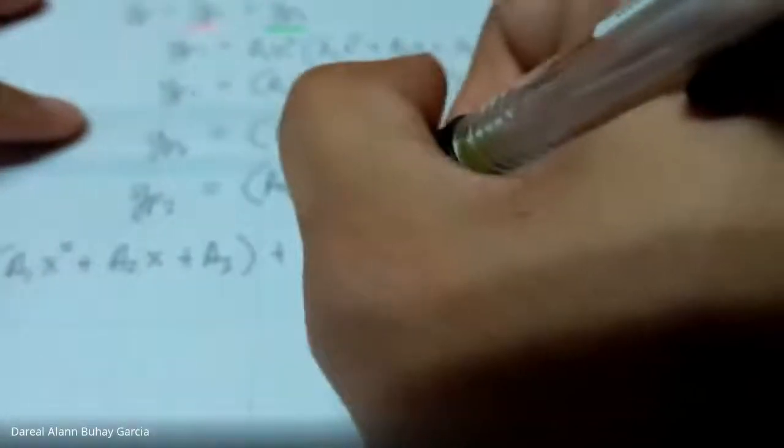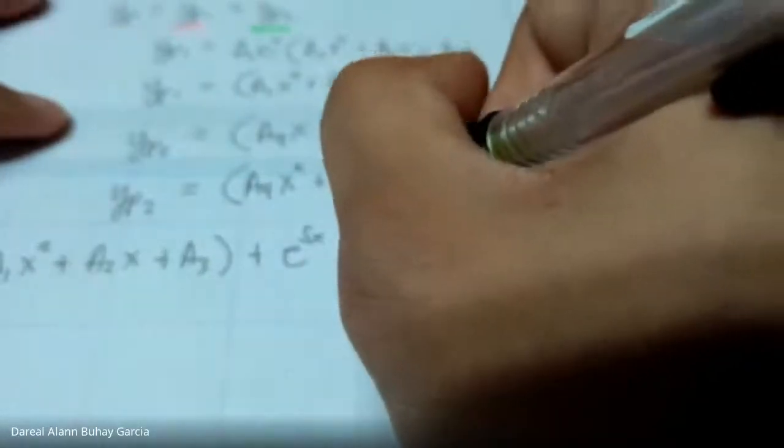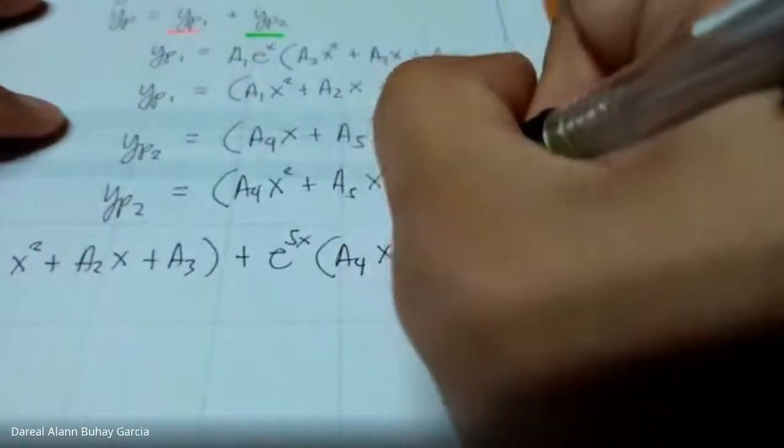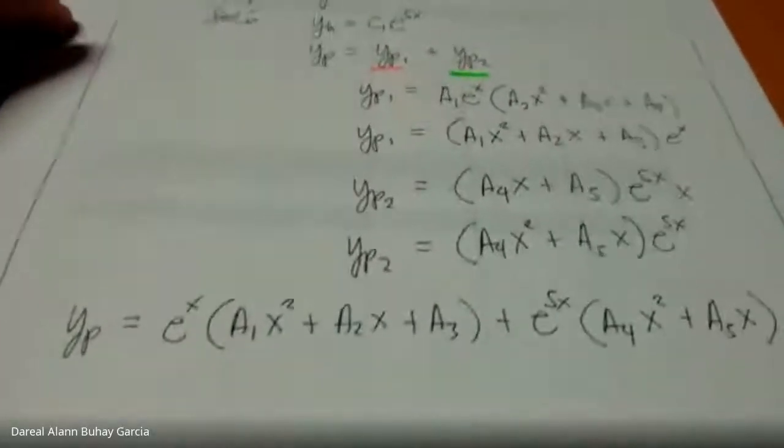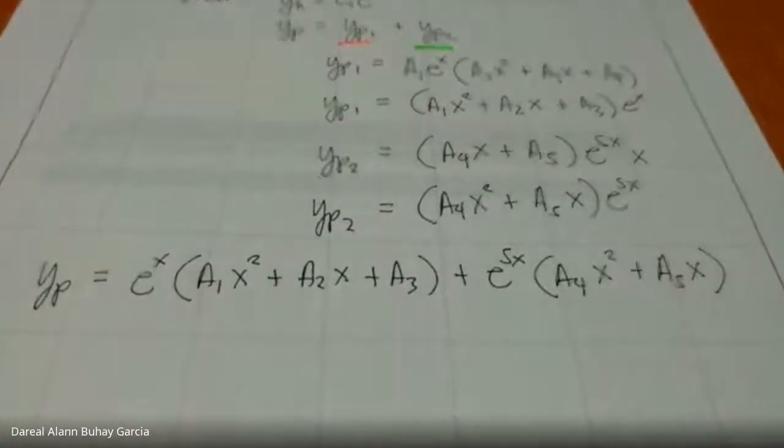Combining YP1 and YP2, y sub p, or the particular solution, would be equal to e to the power of x times a1 x squared plus a2 x plus a3, plus e to the power of 5x times a4 x squared plus a5 x. Okay, digest that.